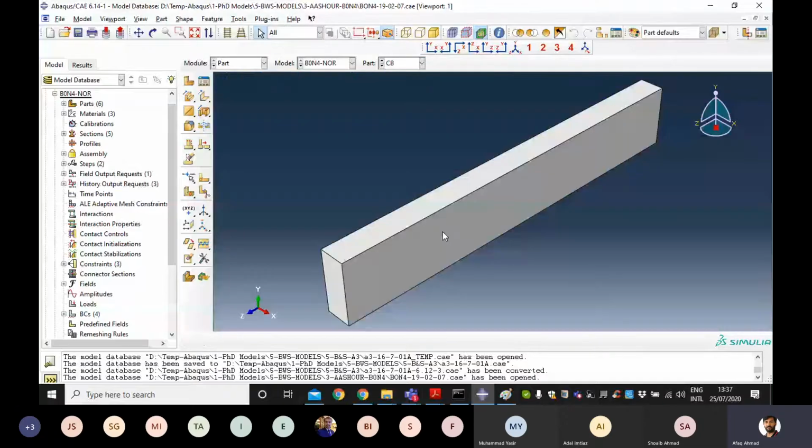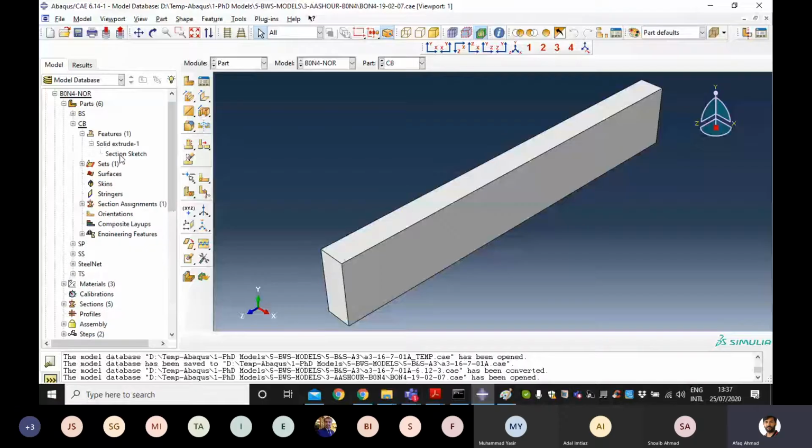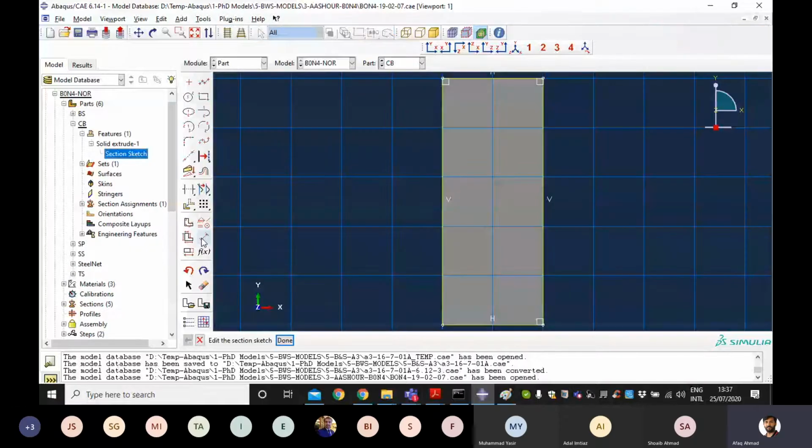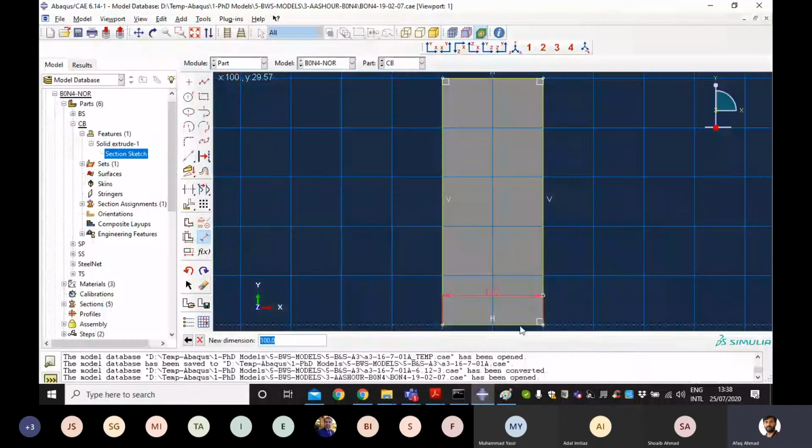So that will be the concrete. If I show you the concrete material property, the dimension of the concrete will be 100. As I told you, we have 200 and this clear cover, so that will be half. It is 100, and the height should be 250. So that's how we define our model.